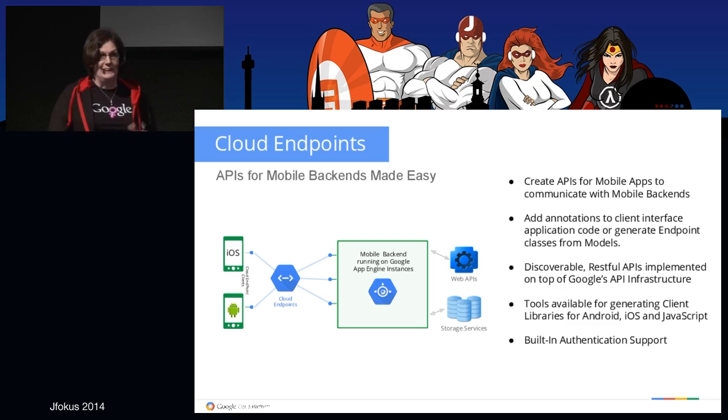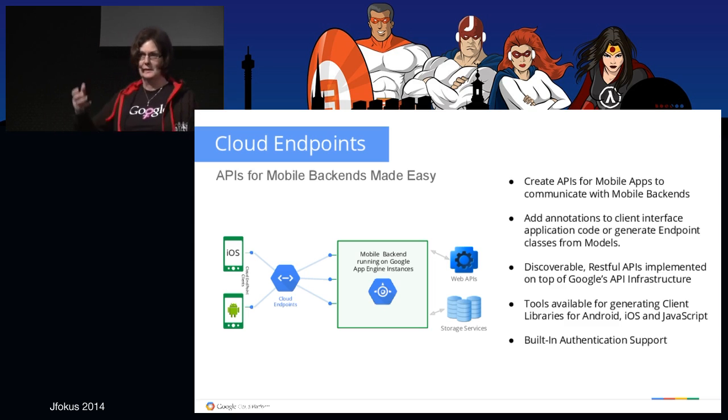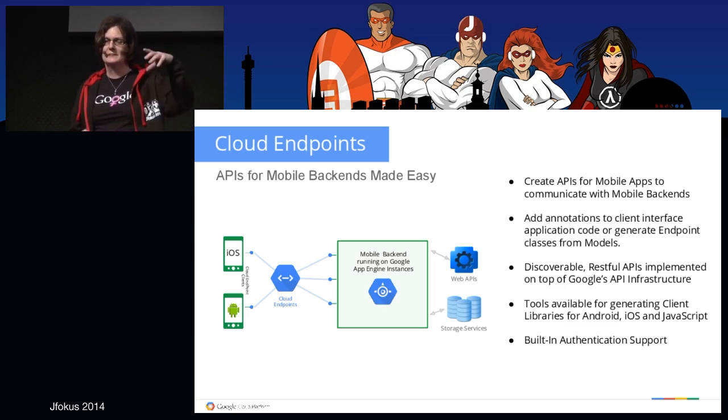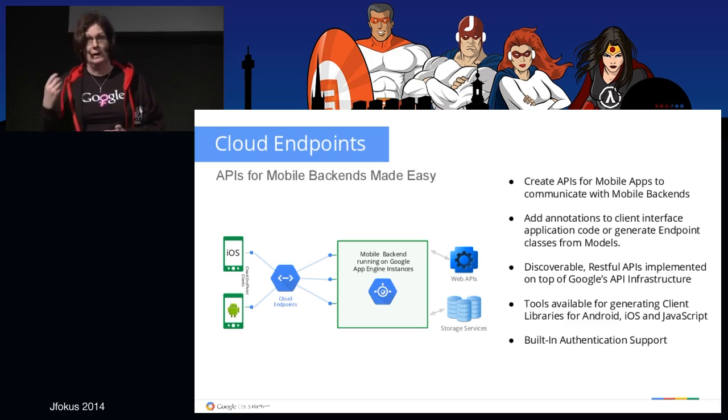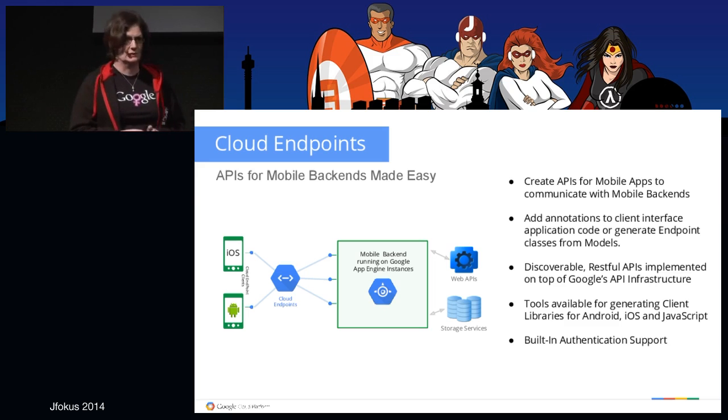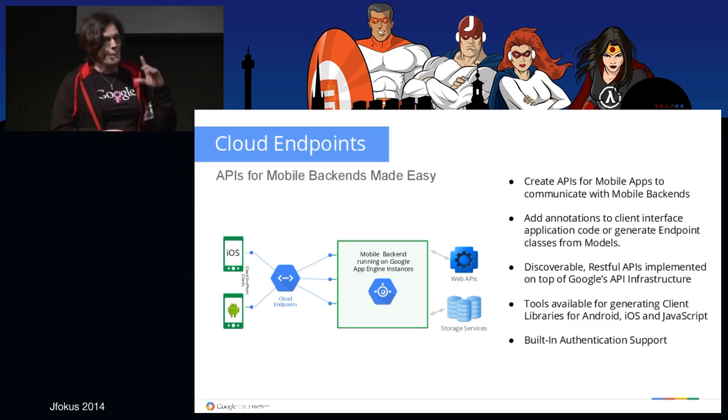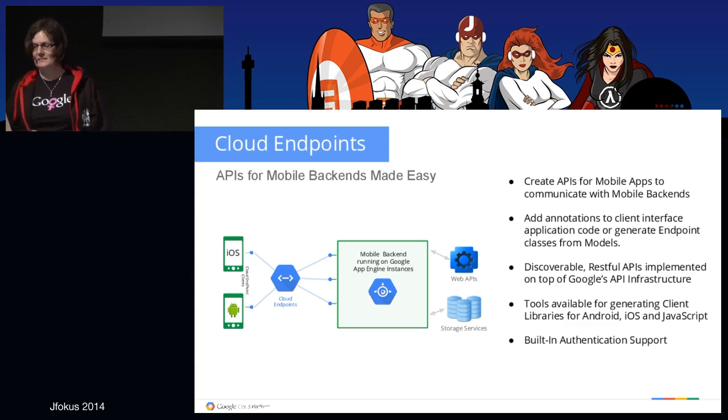The APIs are completely discoverable as well, which means you can download a discovery document, which is a JSON file that describes the API. Then from that point, it's very, very simple to create client libraries from that discovery document. And using tools, that's very, very simple to generate client libraries for various different clients, including Android, iOS, and JavaScript. And it also has built-in authentication support as well. Because the application that you've written is running on App Engine, it has access to all of those services that we looked at before.